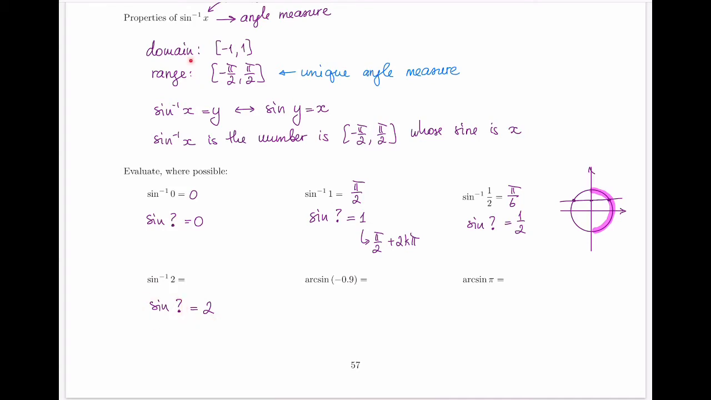You also notice that the domain of the inverse sine, for that reason, is between -1 and 1. So the moment you see a number that is outside of that domain, you know that this is undefined or does not exist.